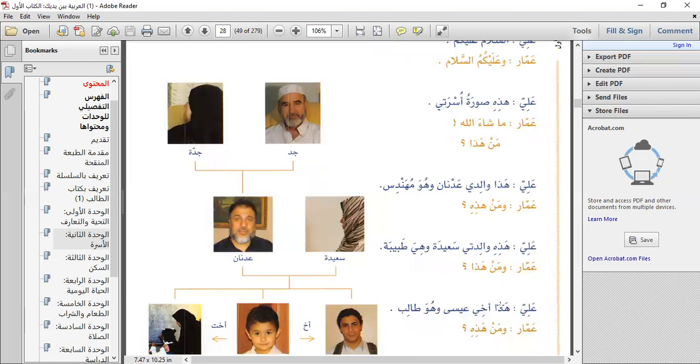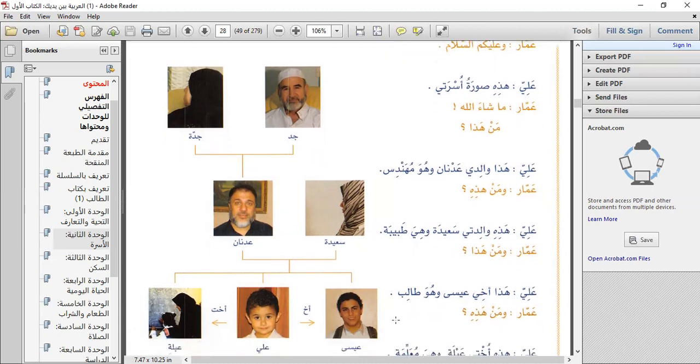The next question comes from Umar: wa man hadha? And who is this? Now here you know that hadha, he is pointing towards a male again. Hadha akhi, akh. Here, you can see the word akh. Akh means brother. In Arabic, it's used for brother. Hadha akhi, akhi. Again, remember, ya mutakallim added to show the possession. Hadha akhi. He's my brother. This is my brother, Isa. Name, okay. Hadha akhi Isa, this is my brother Isa.